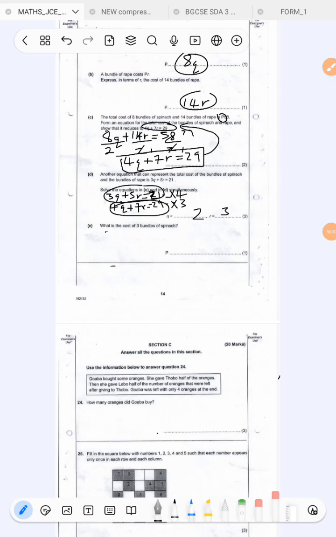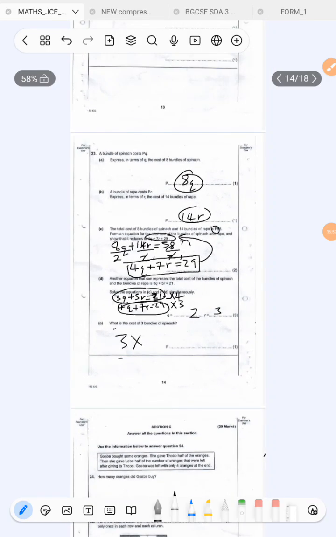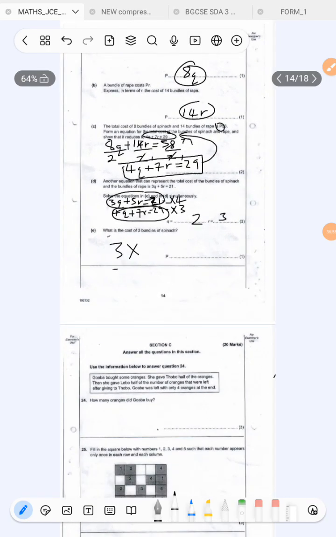This here asks: what is the value of 3 bundles of spinach? So it's 3 times spinach, and spinach is Q. The value of Q is 2, so we get 6. So it's going to be 6 bulls.